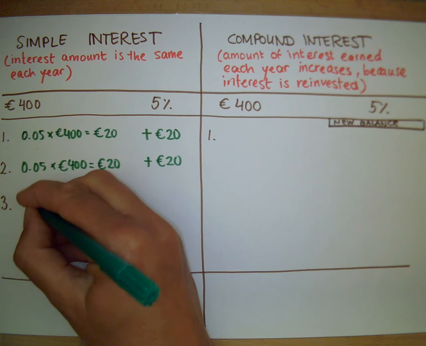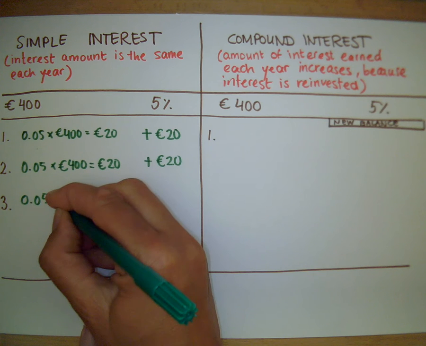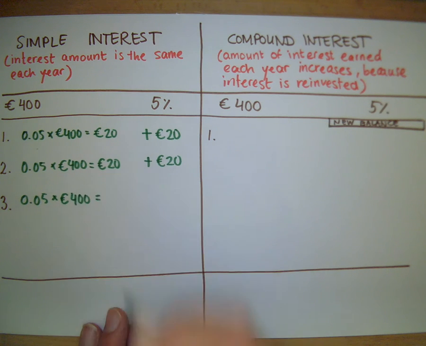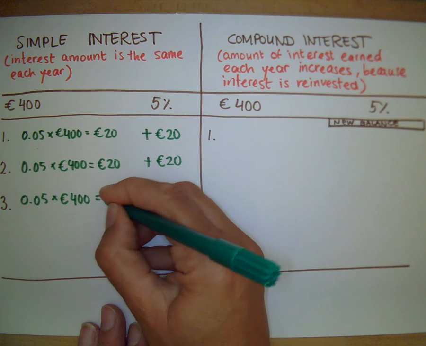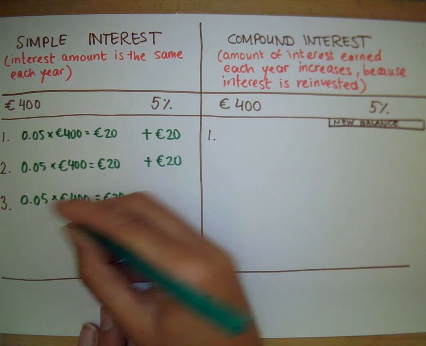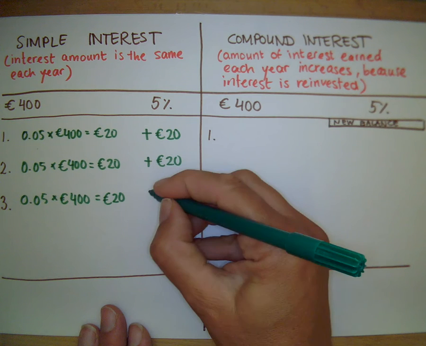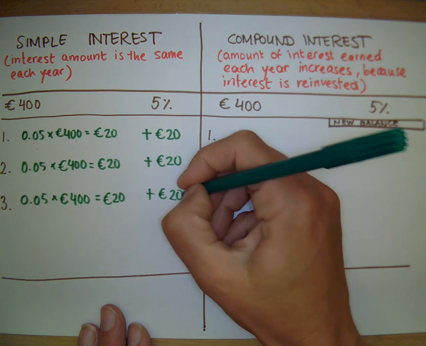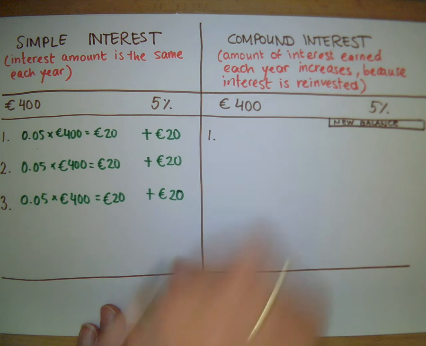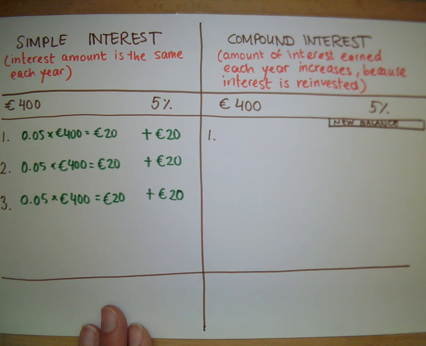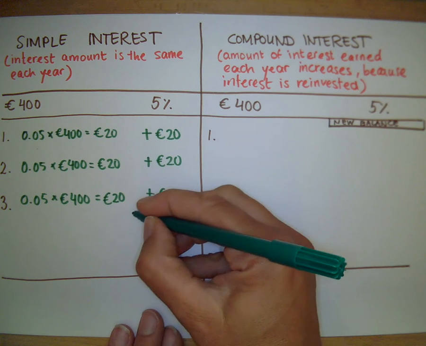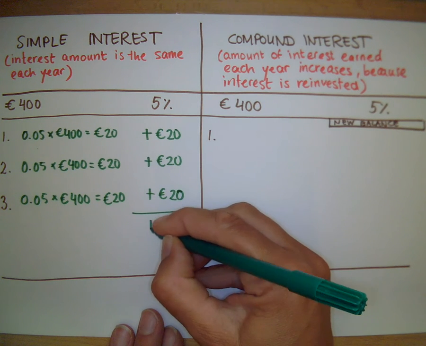At the end of the third year, as a thank you for leaving your 400 euros in there another year, we receive another 5% of 400, which is 20 euros. So plus 20 euros. And at the end of this period, the total interest that we've earned, of course, is plus 60.